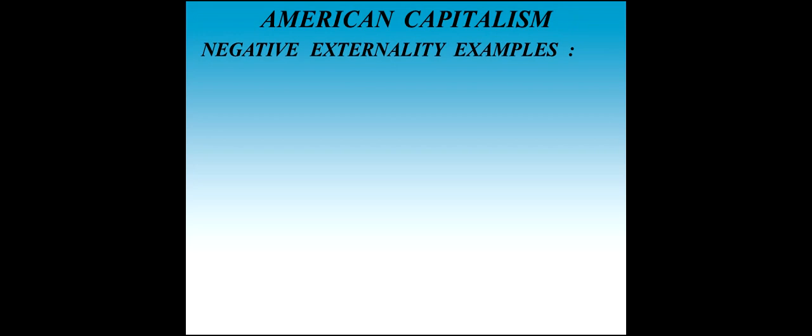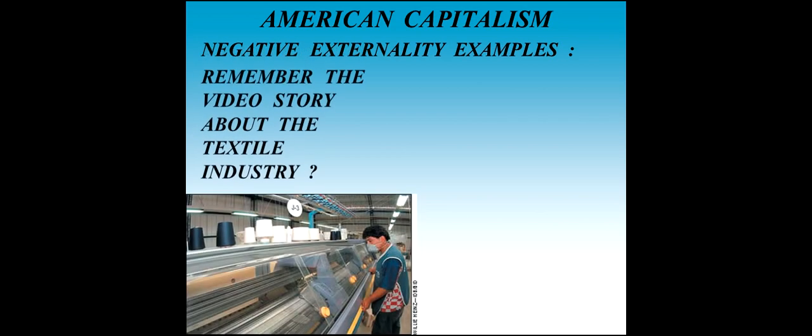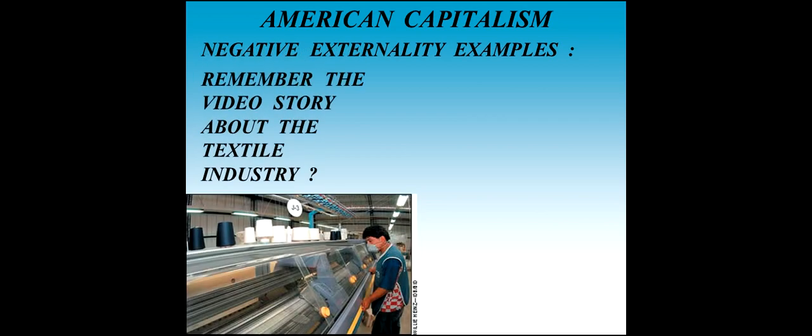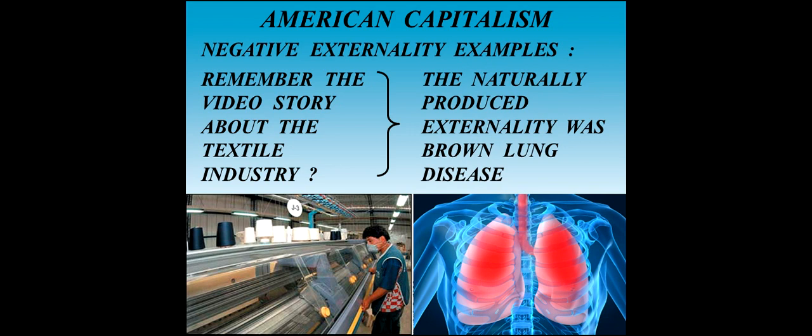For my second example of a negative externality, I'm going to use a situation that all of you are already familiar with or have seen before. I would like for you to think back to the first chapter video, the one that's titled Resources and Scarcity. The third story in that video involved the textile industry, and the story was about the workers in the textile industry. As a result of working there, many of them contracted brown lung disease. Now, this was an example of a negative externality.